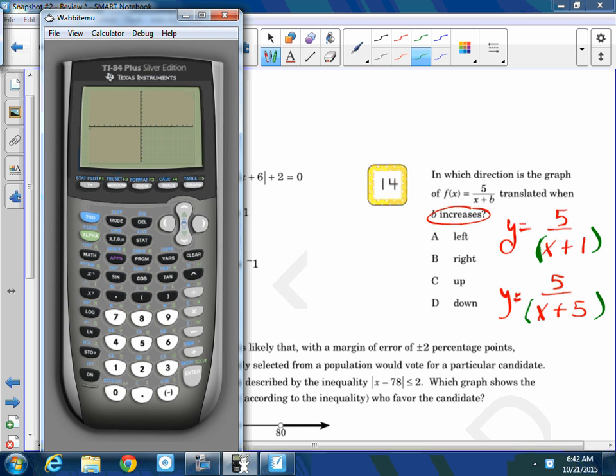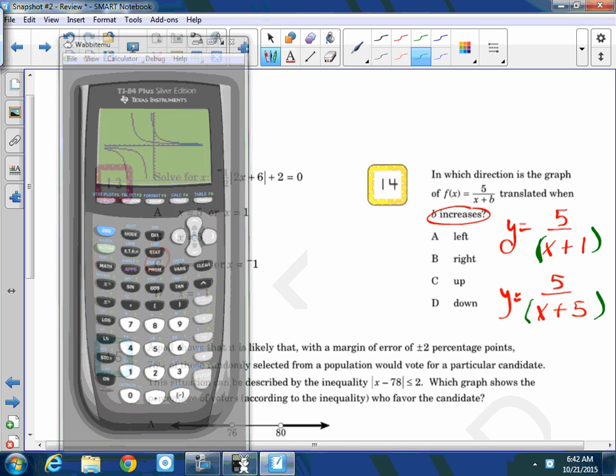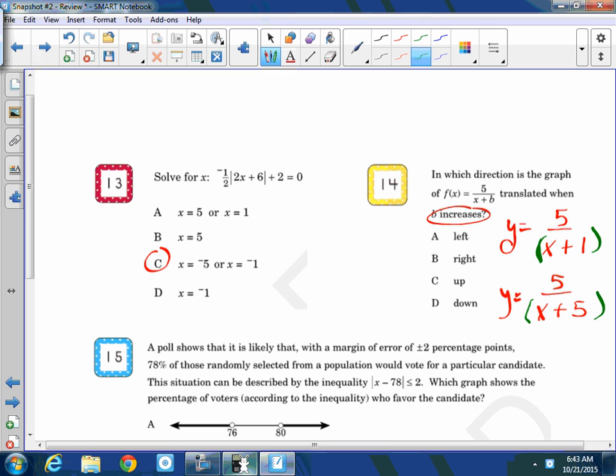Okay, so now I'm going to graph it. That would be the first one, and that would be the second one. So notice, what do you do for the second one? It's right here. You move it to the left. And it's probably 4 units to the left, all right? So my answer would be letter A.